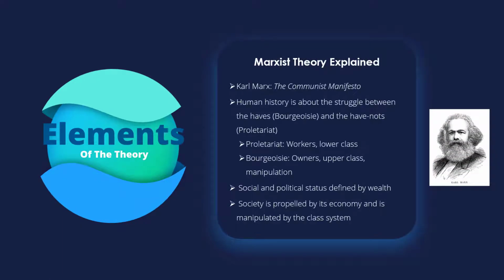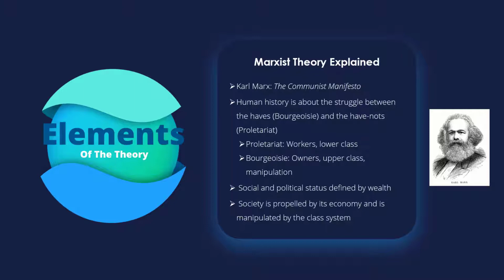The Marxist theory gets its name from Karl Marx. Karl Marx wrote the Communist Manifesto and is known as the father of communism. Karl Marx says that all of human history is essentially about the struggle between the haves and the have-nots, more formally known as the bourgeoisie and the proletariats.